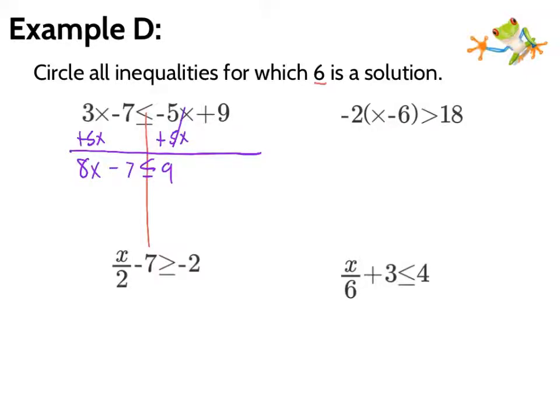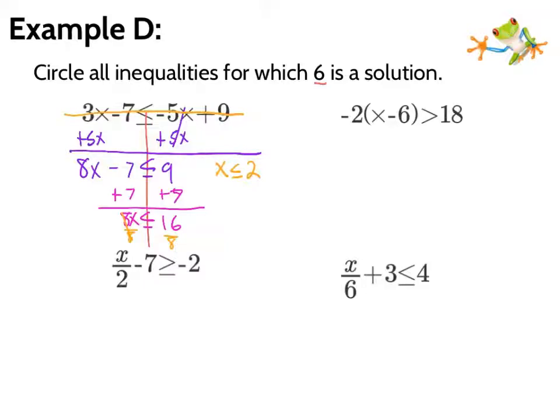The next step in my inequality is to get rid of that constant, so I'm going to add 7 to both sides. 9 plus 7 is going to be 16. I didn't multiply or divide by a negative, so my sign stays the same. Bring down my 8x. The final step in this inequality is to divide both sides by 8, and these are going to cancel. I didn't multiply or divide by a negative, so my sign stays the same. X is less than or equal to 2. So is 6 less than or equal to 2?